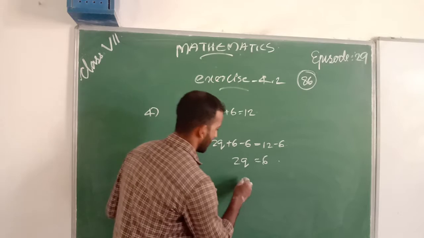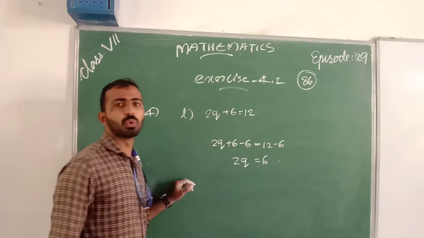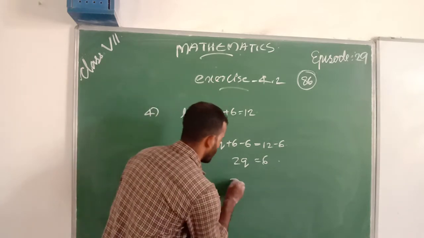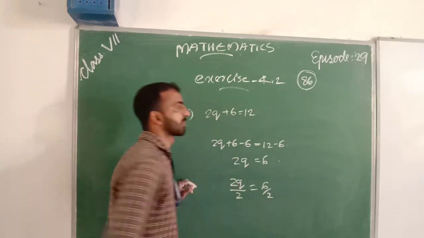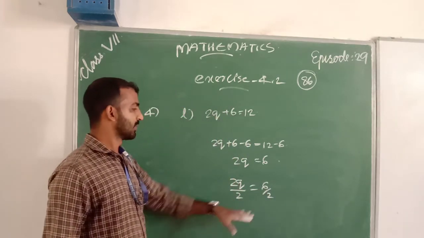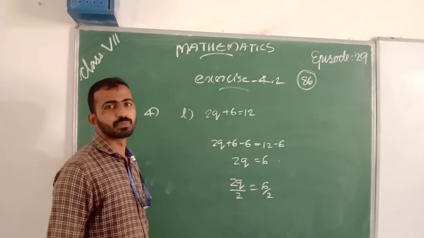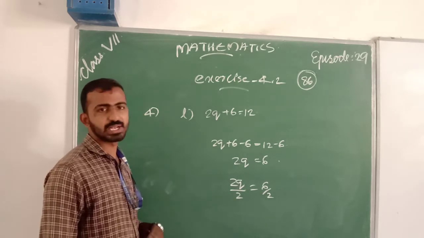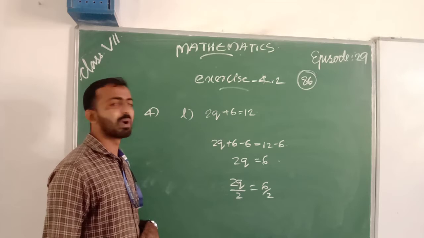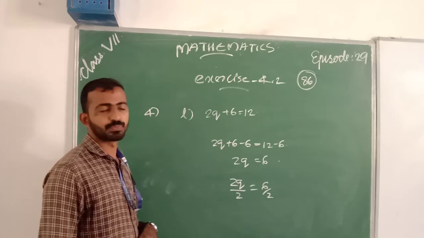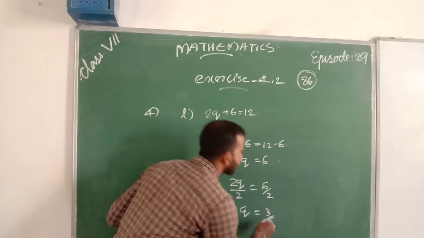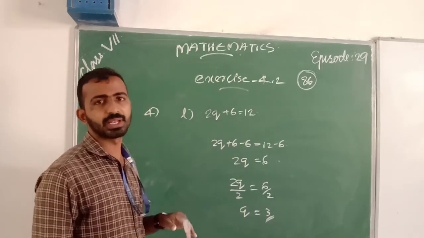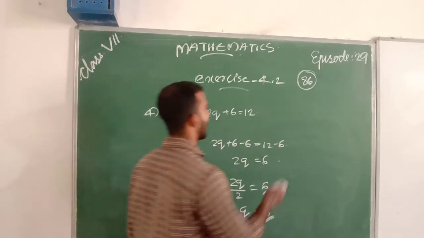Next we divide by 2 on both sides. 2q by 2 equal to 6 by 2. That is q equal to 3.